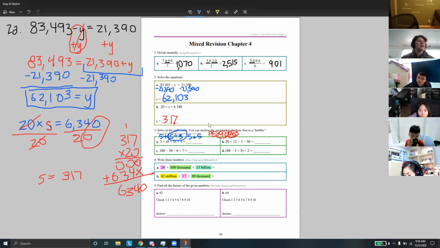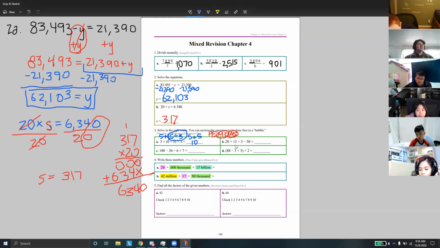Can we multiply or divide? No. Can we add or subtract? Yes, and that would be a 10. So everyone make sure that you are getting these correct answers on your practice. So for this one, we have 20 times 12 divided by 3 minus 50.